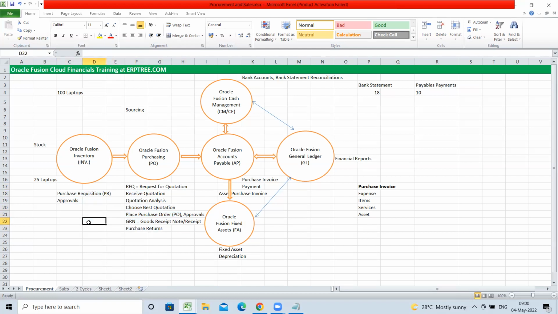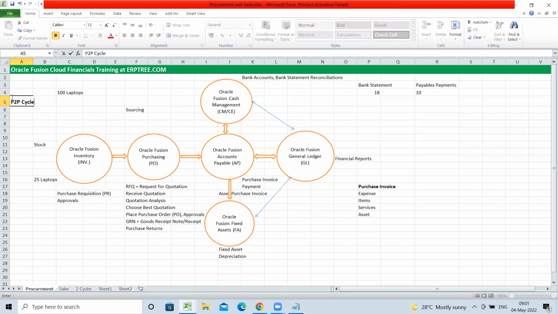If you are going to purchase tomorrow, yes, you have to raise the requisition and get approvals, but you need not request for quotations, you don't need to receive or analyze them, and you don't need to choose the best quotation. Already you chose the best quotation yesterday to purchase the laptops, so directly you can place the purchase order. You can raise the requisition and place the purchase order. So this is how you can manage. Whenever you want to purchase, this is the standard process we have to follow. This process we call the P2P cycle.